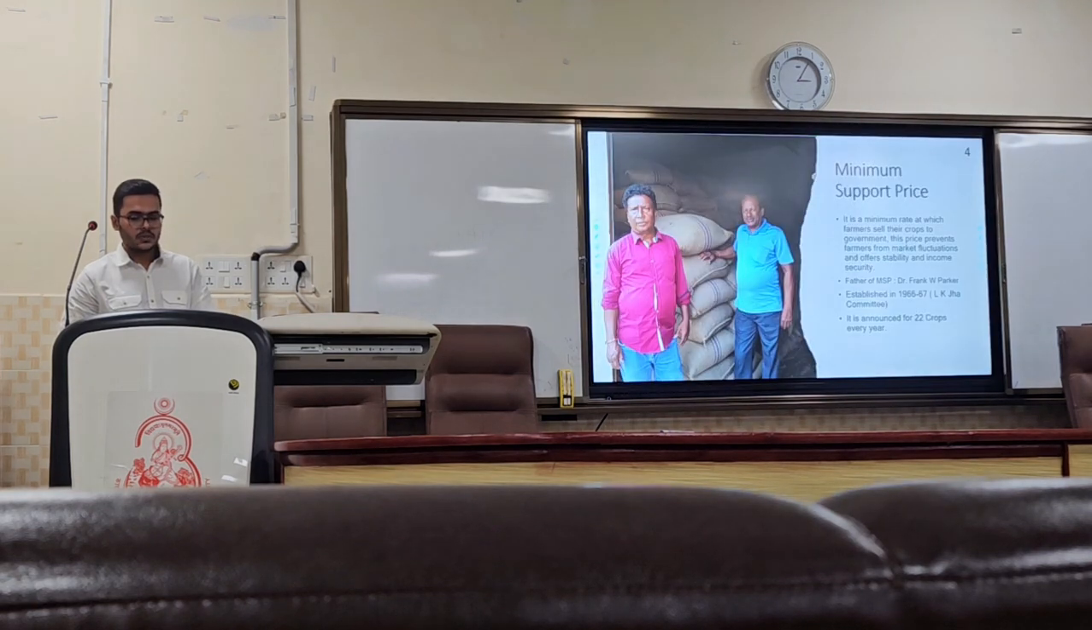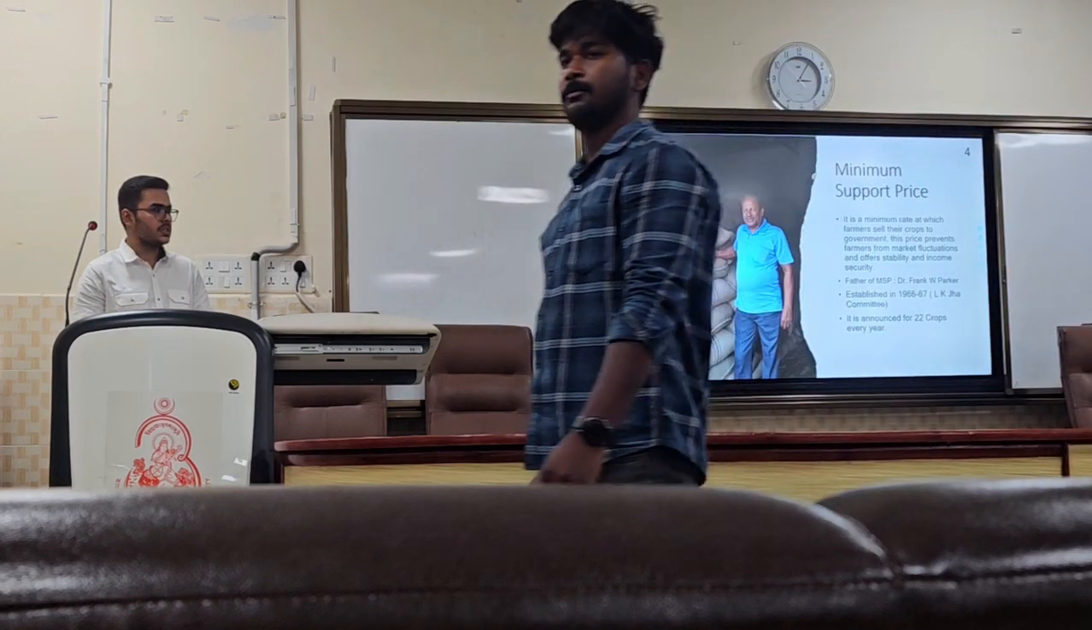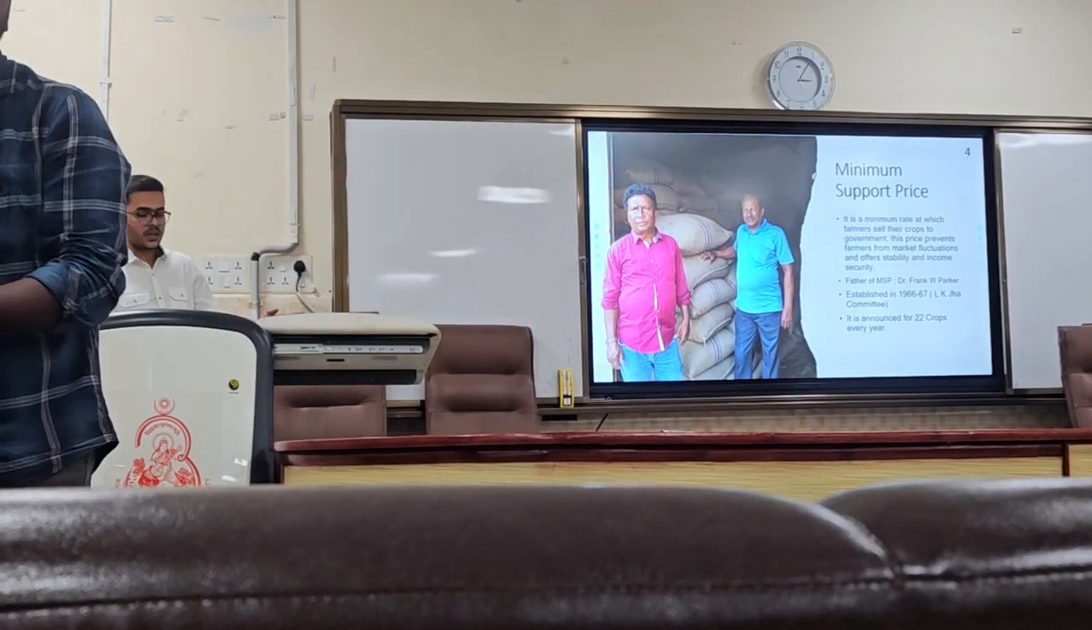Now, what is MSP? It is the minimum rate at which farmers sell their crops to the government. This price protects farmers from market fluctuation and offers stability and income security.